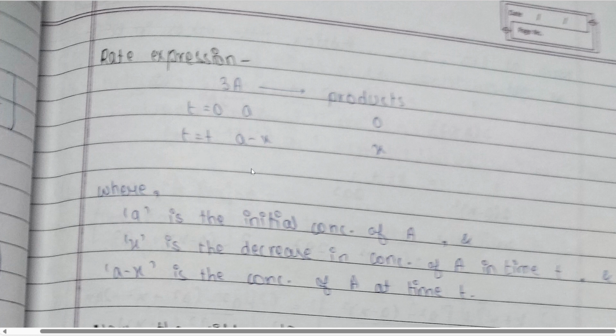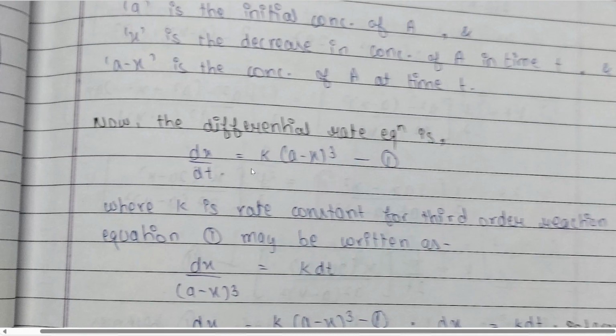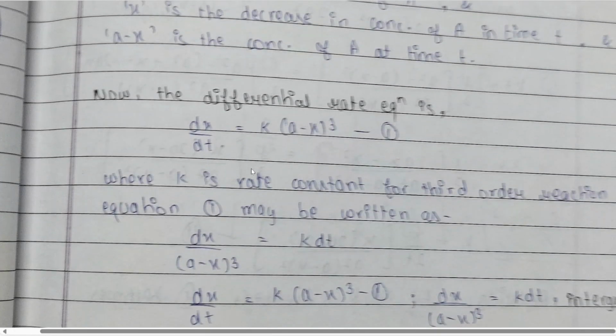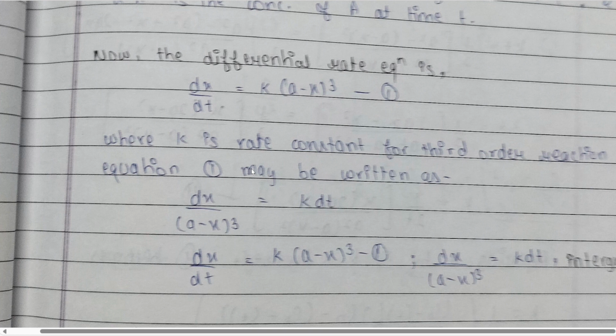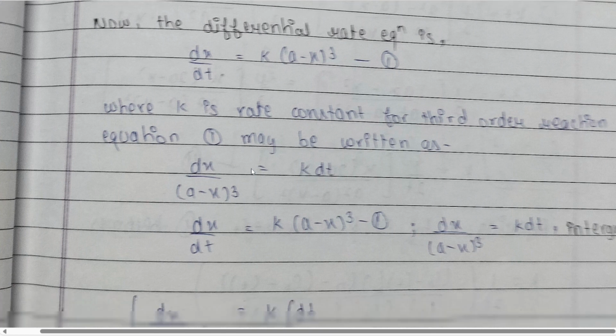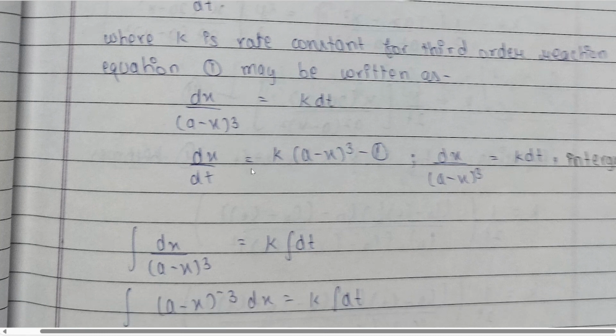Rate expression: 3A gives product. At t is equal to 0, concentration is a; at t, it is a minus x, where a is the initial concentration of A, x is the decrease in the concentration of A in time t, and a minus x is the concentration of A at time t. Now the differential rate equation is dx by dt is equal to K (a minus x) whole power 3, where K is the rate constant for third order reaction. Equation 1 may be written as dx by (a minus x) whole power 3 is equal to K dt.